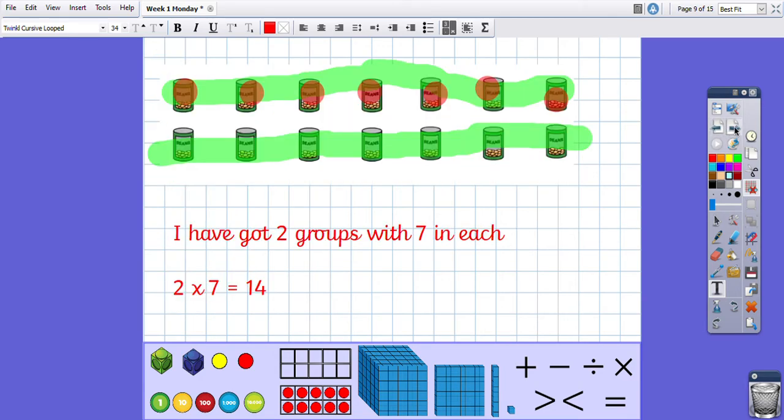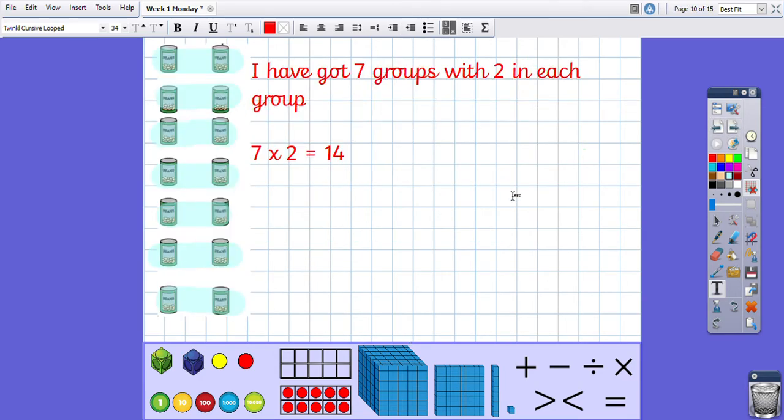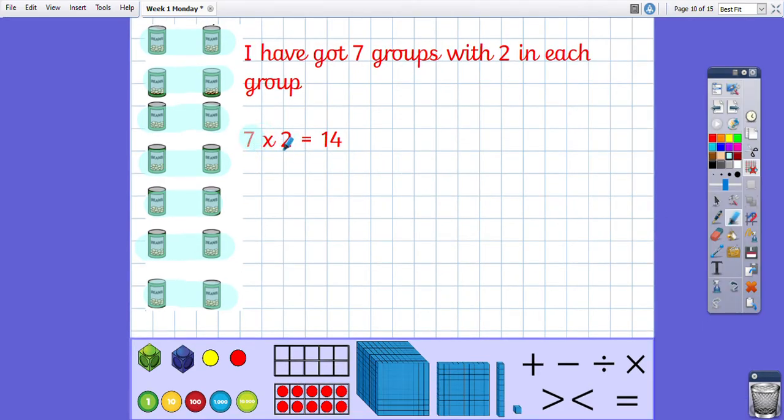And that is because multiplication is commutative. Now, I know we learnt that really big word, and it means that the numbers in the sum can go either way round. So these 2 numbers, okay? See if you can try and explain it to somebody that you live with, okay?